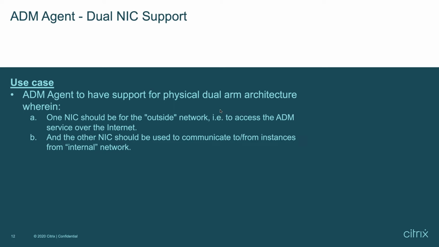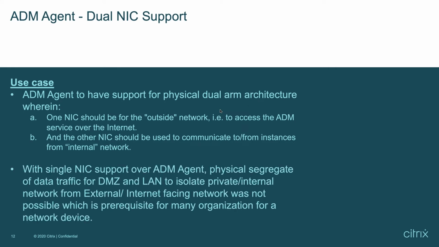should be facing the outside network, that is to communicate between the ADM service and the agent over the internet, and another NIC should be used just to communicate within the internal network between ADC and agent. Why? Because it's more of a golden standard where our organizations want to segregate the external and internal networks, or DMZ and LAN environment, and it's a prerequisite for so many organizations. So this is now in production.